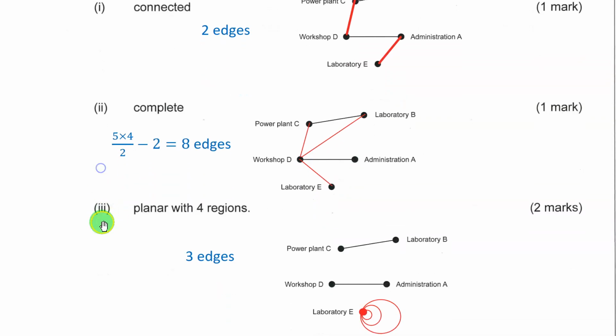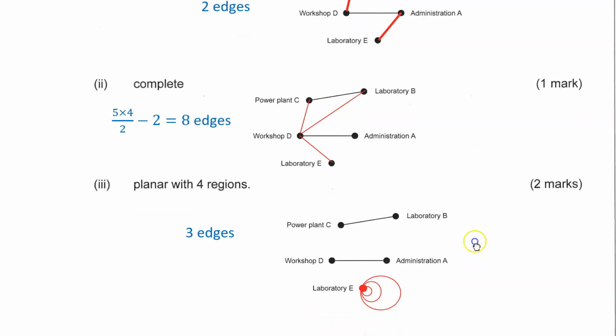And then the last one, planar with 4 regions. So planar just basically means it can be drawn in the plane without any edges crossing, and we've got to make sure there are 4 regions on it. So that means we've got 1 region at the moment. We're going to need to add 3 loops or 3 edges so that we get the 4 required there.